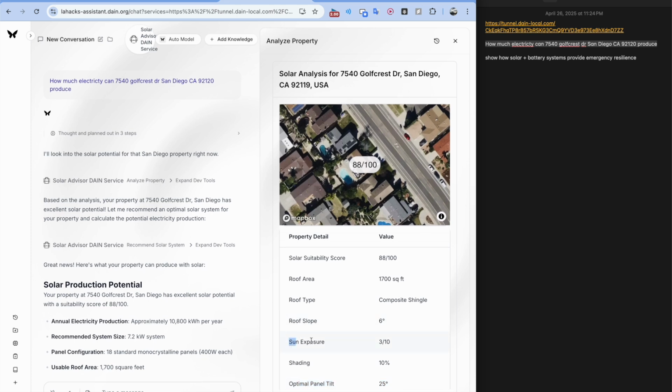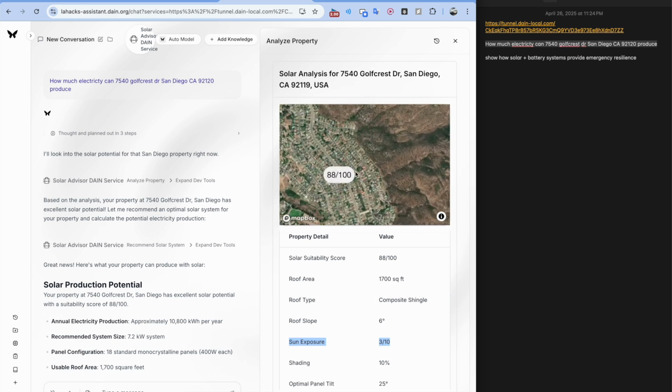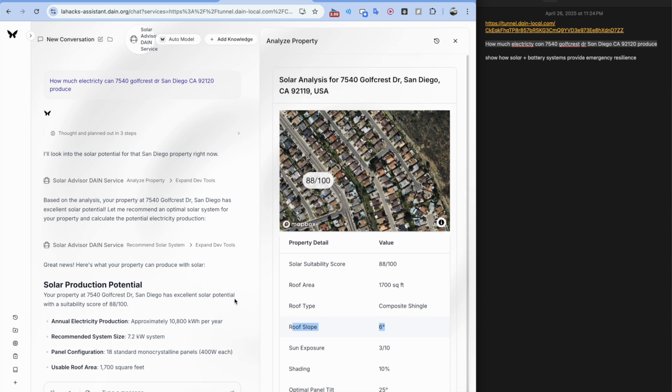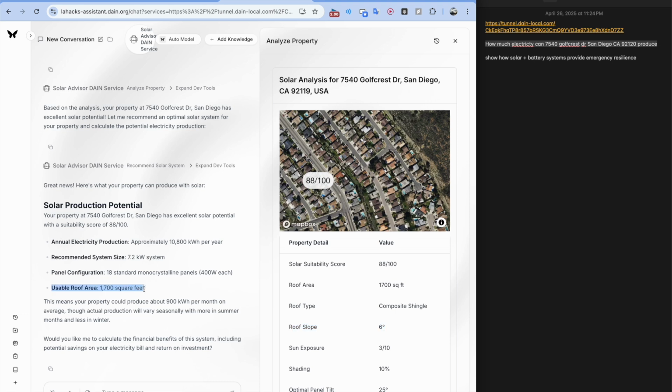I'll give you an example here. So it says sun exposure, 3 out of 10. Why do you think it's 3 out of 10 just by looking at this? Well, actually, if you zoom out, you'll see that there's a giant mountain over here that's actually doing a lot of blocking. And of course, it also tells us what kind of slope that we need for our roof. We're also getting a lot of electricity information here and usable roof area over here.